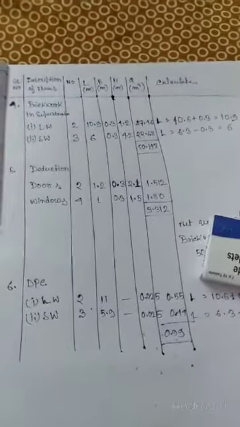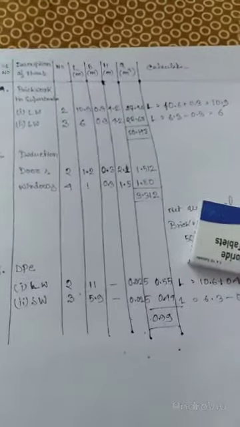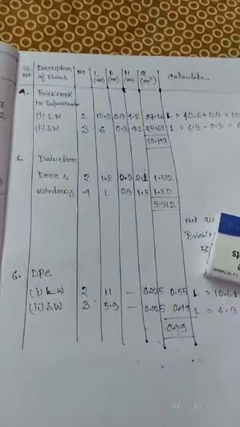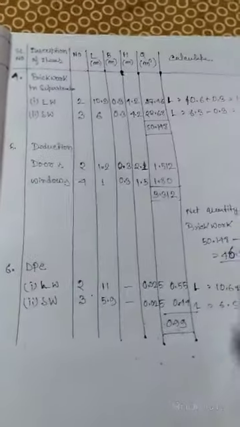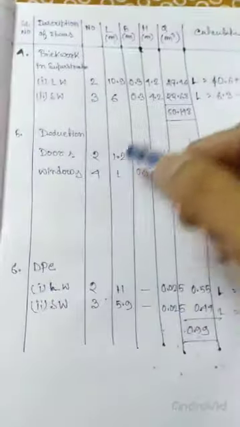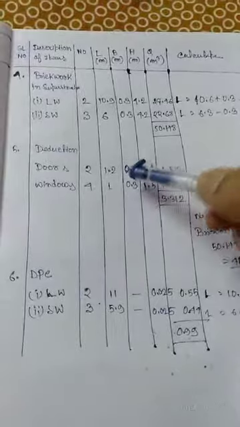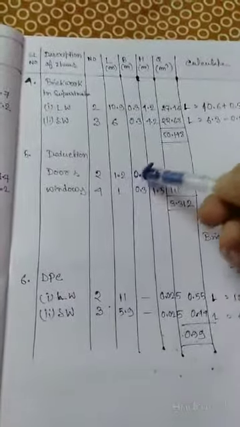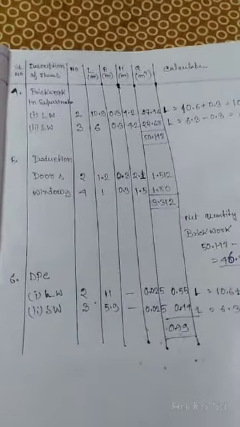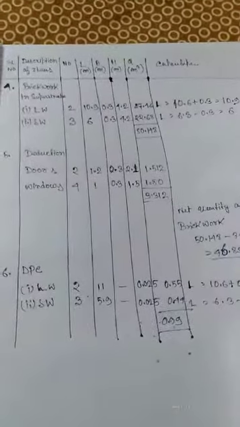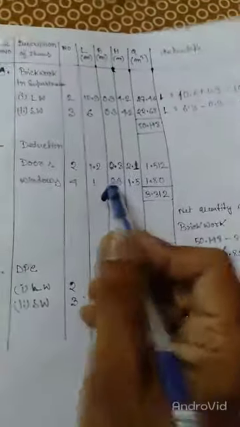So we have 2 doors and 4 windows. The door length given in your question is 1.2 meter and the height of the door is 2.1 meter, and the wall thickness is given, that is 0.3 meter. So you have to consider the wall thickness 0.3 meter. And for windows, the length given is 1 meter, the height of the window is 1.5 meter, and similarly the wall thickness is given here, 0.3 meter.